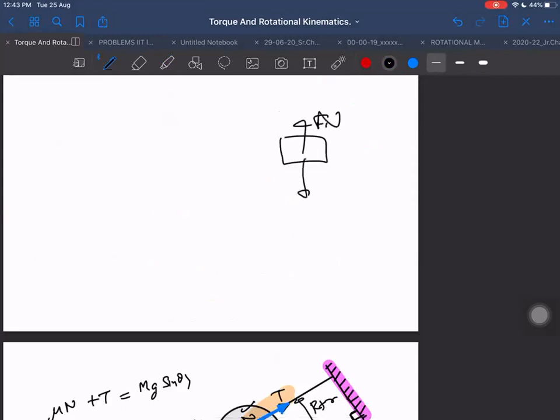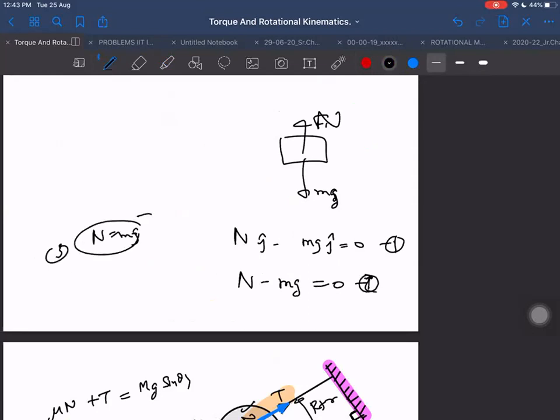Normal upwards, mg downwards. We can write: normal along j cap minus mg along j cap is equal to 0. This is one way of writing. Another is to write N j cap equals mg j cap. Third way is just N is equal to mg. I recommend the third way, because I know upward force will be equal to downward force magnitude wise. Then I don't have to worry about the signs.